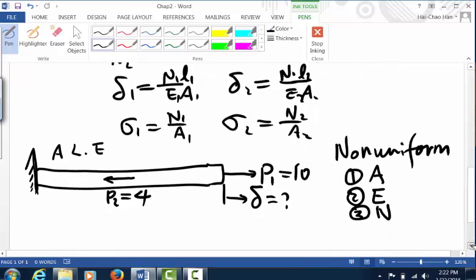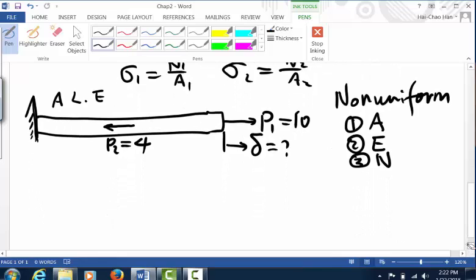Now we know this is a non-uniform segment, so we have to divide it up. Where to divide it? Looks like it should be somewhere here. Let me use the blue one. So it should be somewhere here. That's the dividing line.